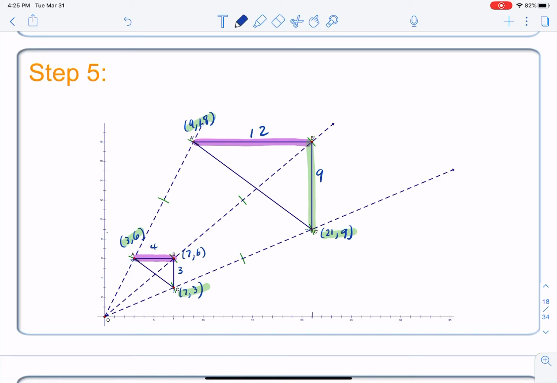So if we try to make a conjecture here, looking at each one of these coordinates, 3, 6 goes to 9, 18. 7, 3 goes to 21, 9. Doesn't it look like those coordinates are 3 times as big?